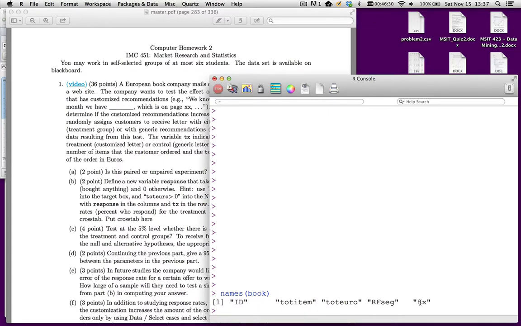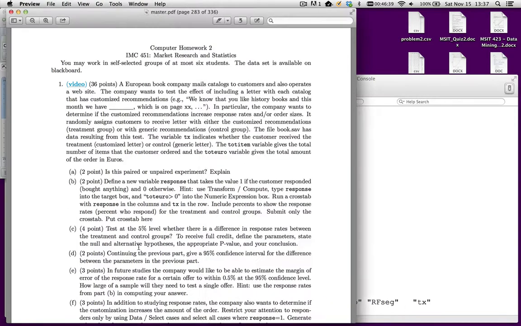So the treatment group got a new customized promotion. The control group got a one-size-fits-all promotion. All right, describe the experiment. Is it paired or unpaired? Well, this is an unpaired experiment because we have two independent groups. The people who got the customized letter are independent or different from those who got the one-size-fits-all.